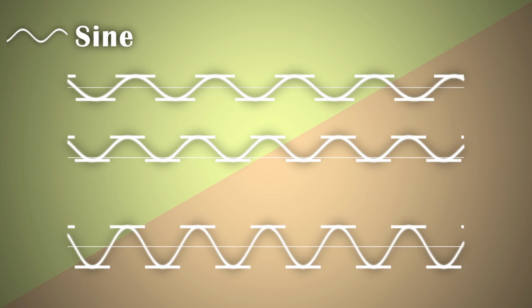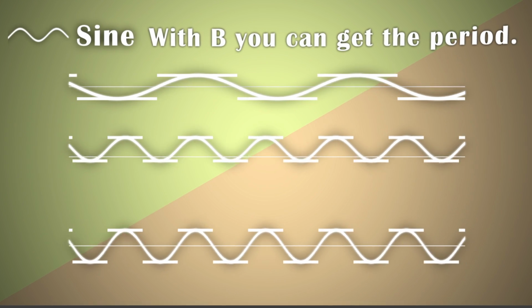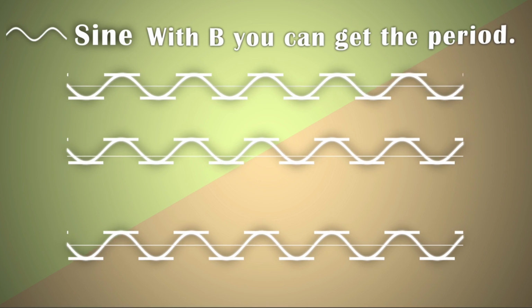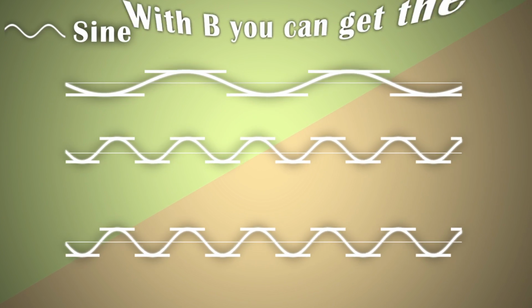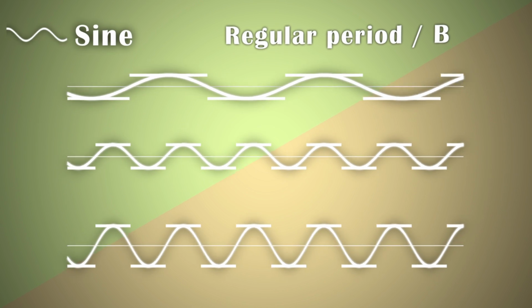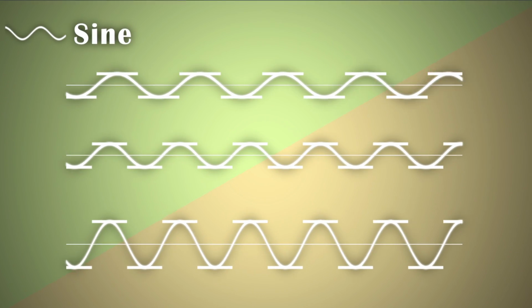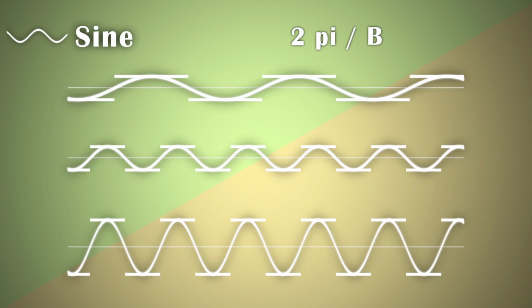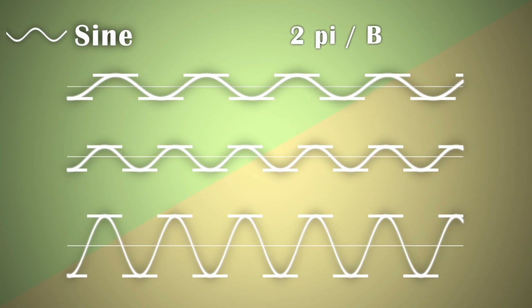Wherever value b is multiplied on the variable inside of the function, you use this value to find the period of the trigonometric function, according to this formula. Omega equals the regular period over b. For sine functions, the regular period is 2 pi.